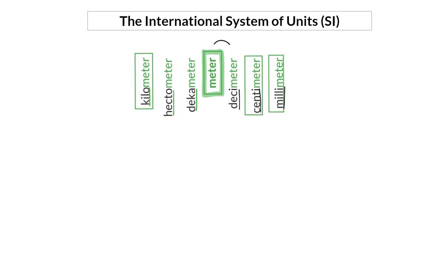As you move to the right, you multiply by 10 every time. And as you move to the left, you divide by 10. The measurements that we use most often are kilometers, meters, centimeters, and millimeters.